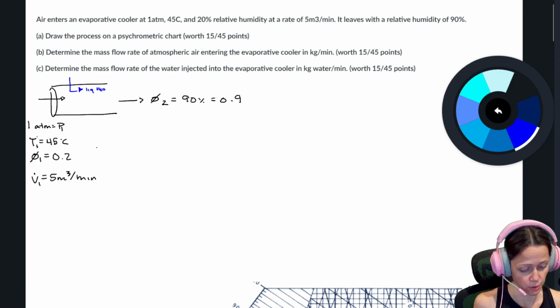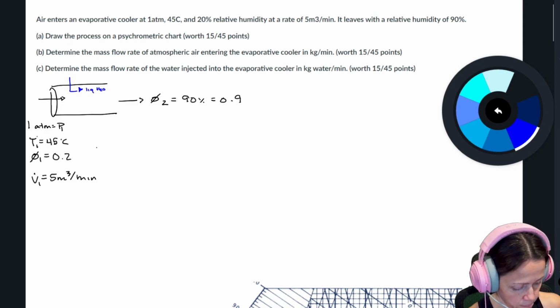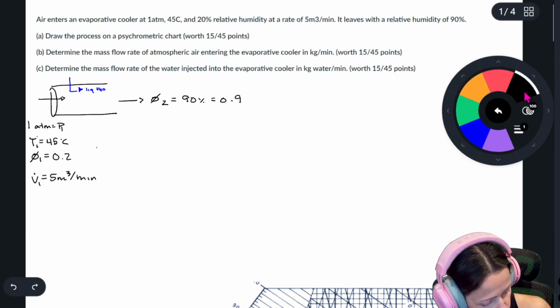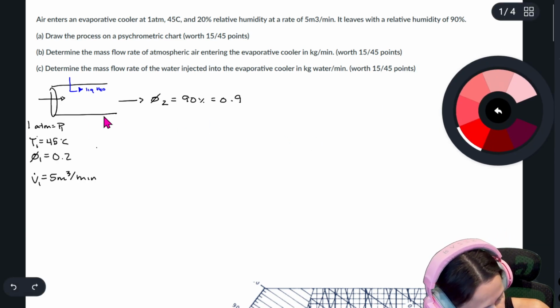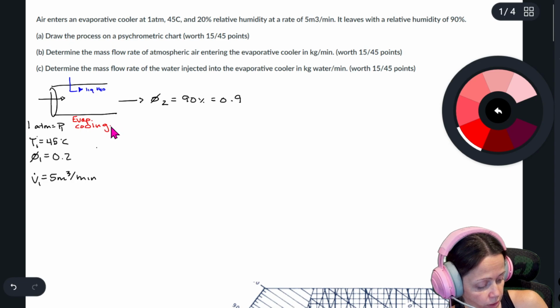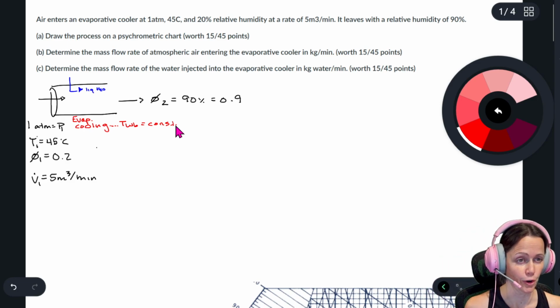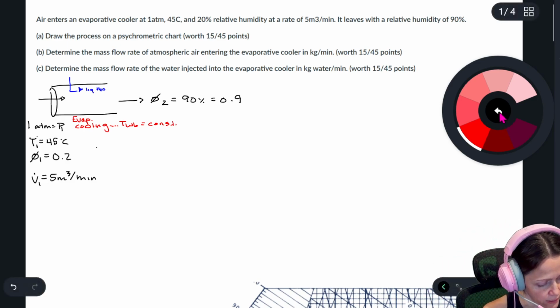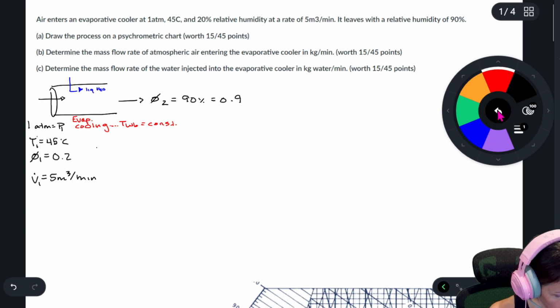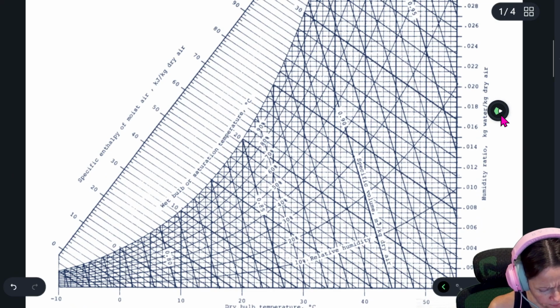So we want to draw the process on our psychrometric chart. Easy enough, I suppose. So this is truly an evaporative cooling process. And we remember that for an evaporative cooling process, our wet bulb temperature is constant. And so that's how we're going to figure out where state 2 is here. So, I'm actually going to keep this red here.